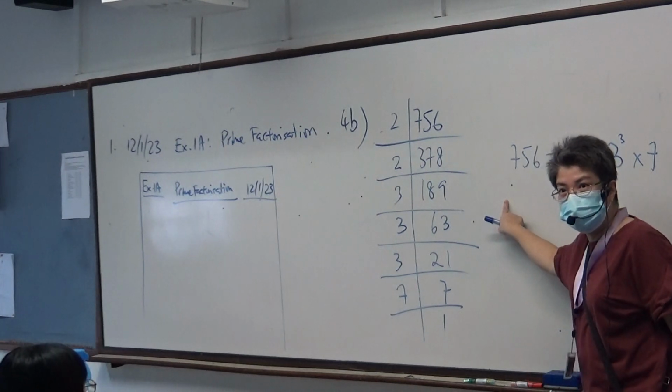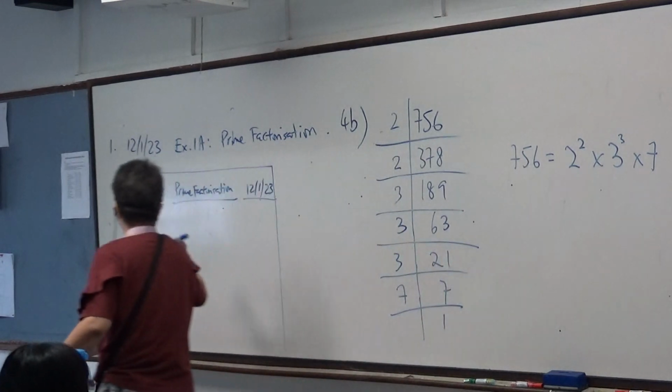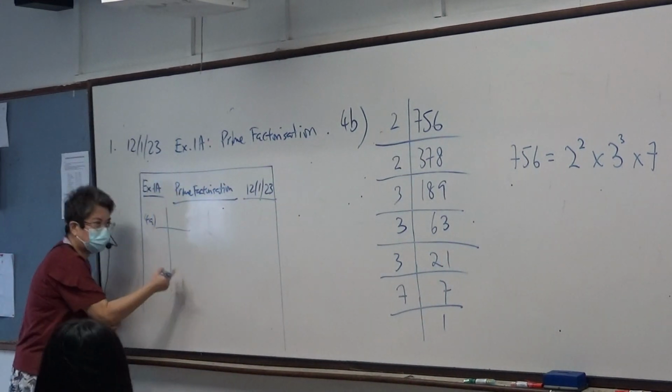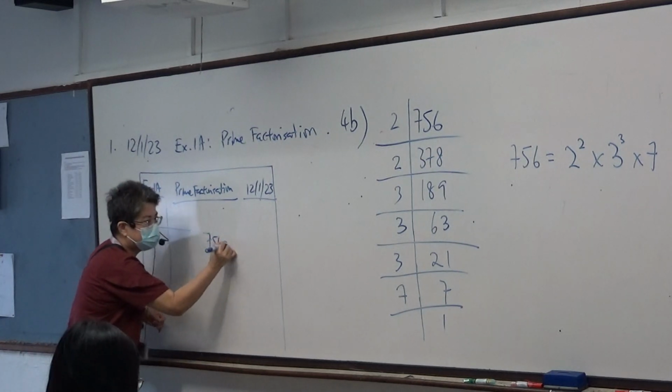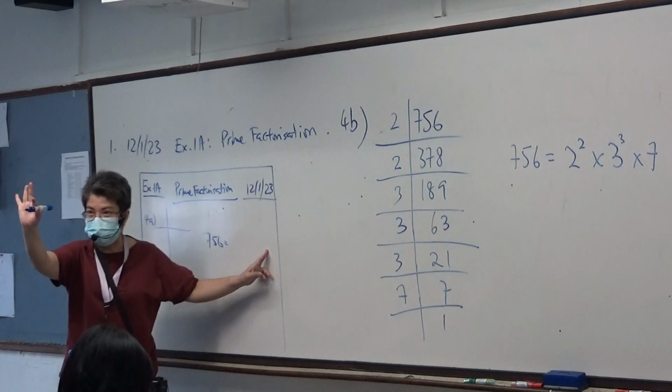Prime factorization in index notation. Are we clear? So this is what you do: write down 4a, then write down 756 by the side in your index notation. Are we okay? This one, I haven't finished.